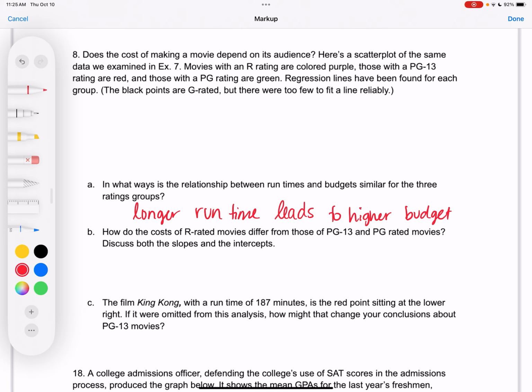What about the slopes? They look about the same between PG-13 and R. Yeah. And even PG isn't that drastically different. But yeah, I would say all three have similar slopes. R-rated movies have a much lower starting budget.